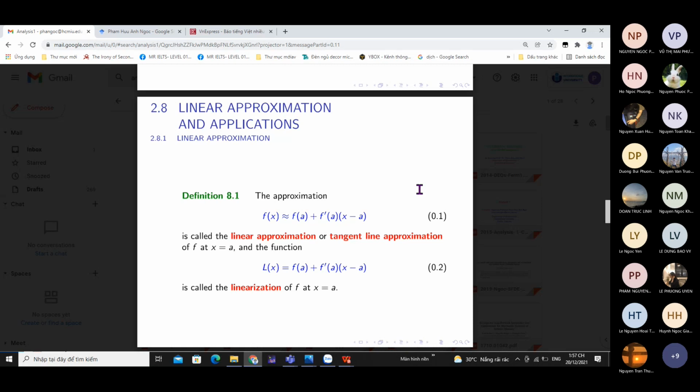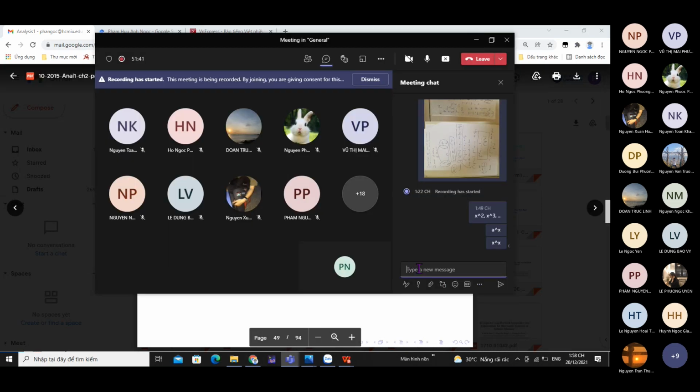All right. So let me tell you a little bit about linear approximation. The main idea here is you have got a function f, and now you want to get an approximation of the function f by a linear function. Suppose that you have got a function f. Now we want to find a linear function, it means a function of the form y equals ax plus b.